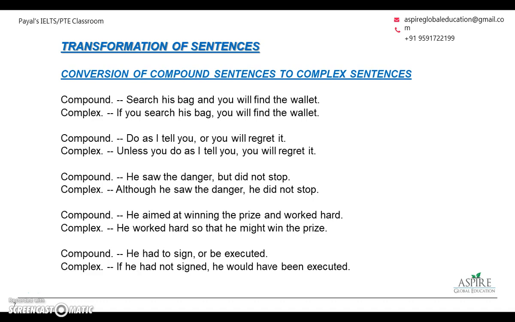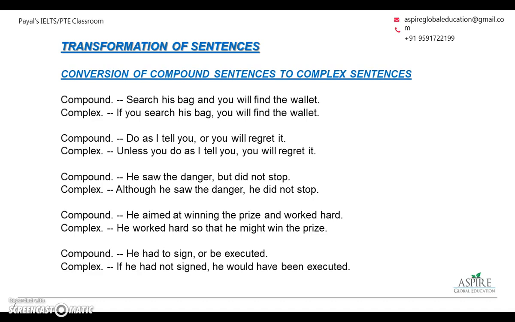He aimed at winning the prize and worked hard. He worked hard so that he might win the prize. So when it was a compound sentence, I had combined two different sentences using a coordinating conjunction. But when I made it a complex sentence, I made one of them dependent on the other by introducing a pronoun he, and you need to know what he is referring to.